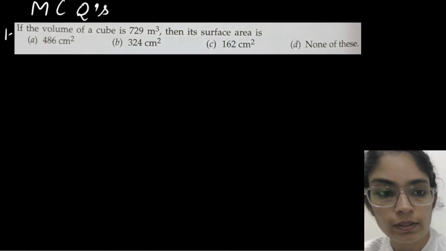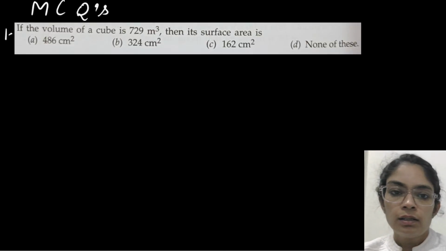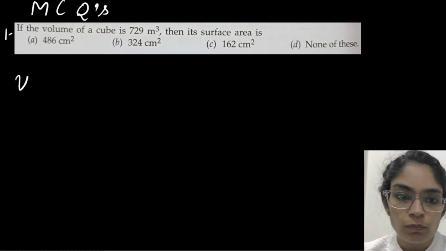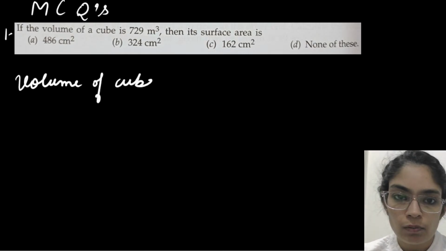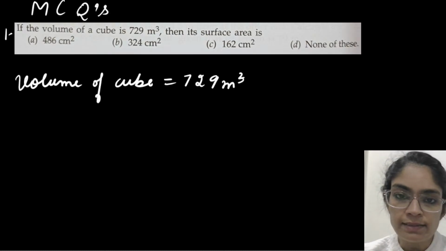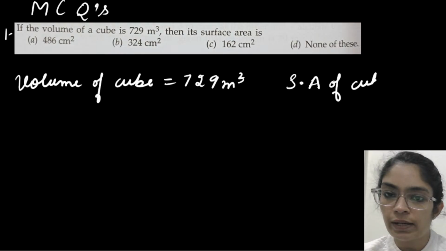Okay, let's start questions now. First one, what is given to us, we'll write, and what we have to find. So given thing is volume. Volume of a cube is given to us. Volume of cube is 729 meter cube. And what we have to find? Surface area. So surface area of cube we have to find.